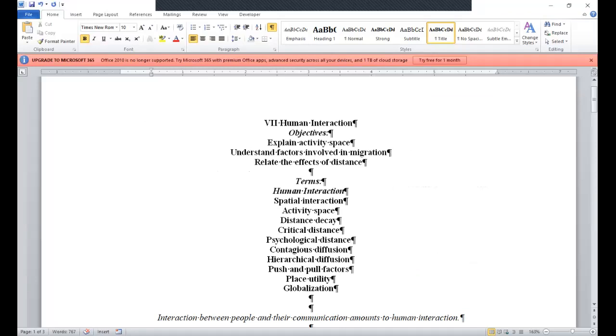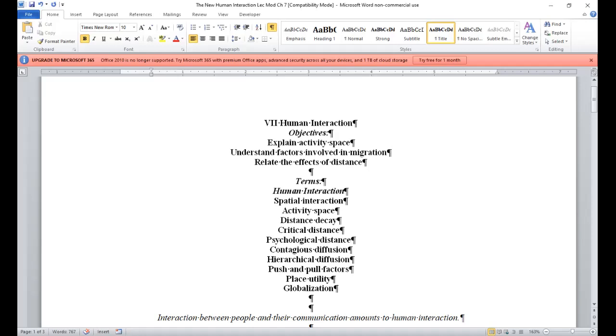So some major heads up terms, some spoilers here for the lecture. Human interaction is basically communicating and the interdependence between folks. Spatial interaction is the movement of people, goods, and information between places. Activity space, these are the regular routines that we engage in.